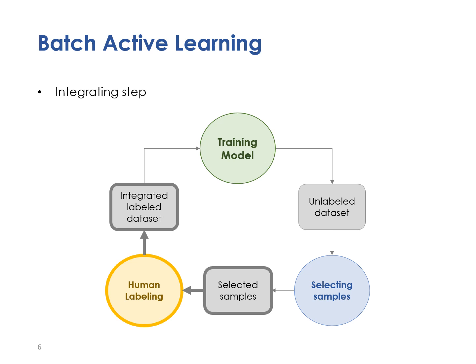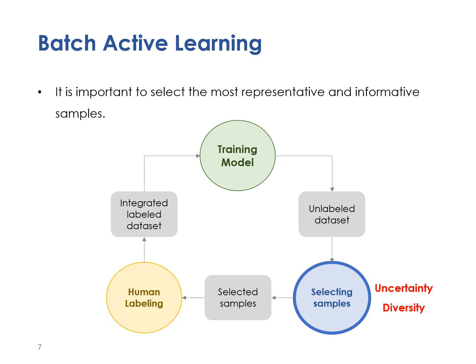After labeling those samples, they are integrated into the labeled dataset. Then this process is repeated until it meets an expectation. To achieve high performance with a low labeling cost, it is important to select the most representative and informative samples. From this aspect, there are two major approaches for active learning, namely uncertainty-based sampling and diversity-based sampling.